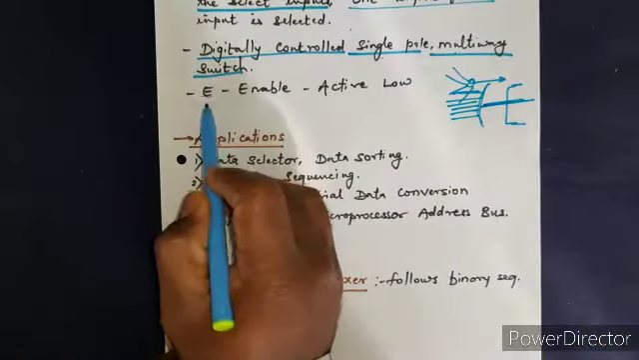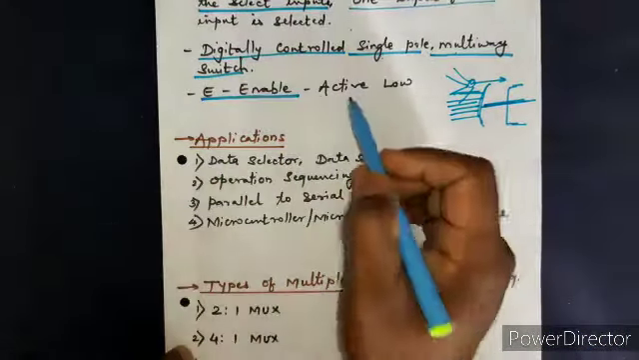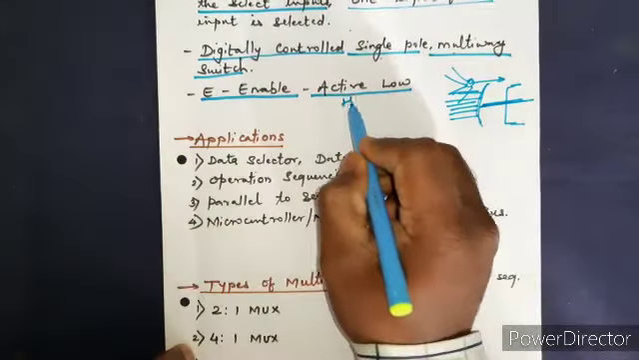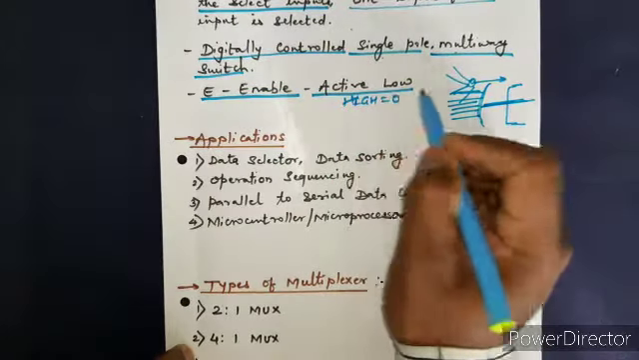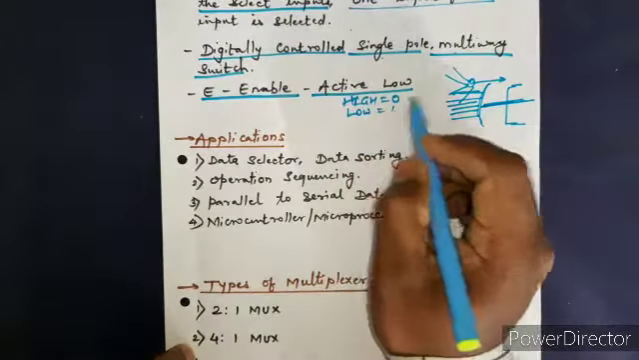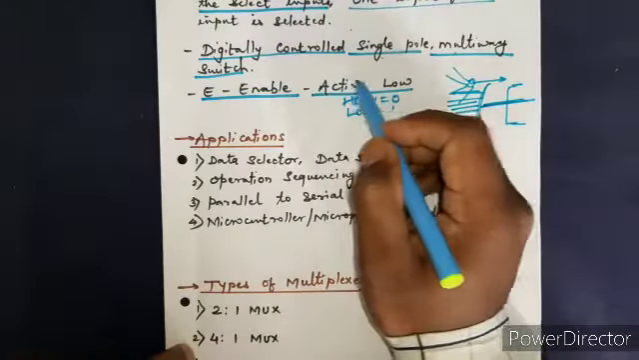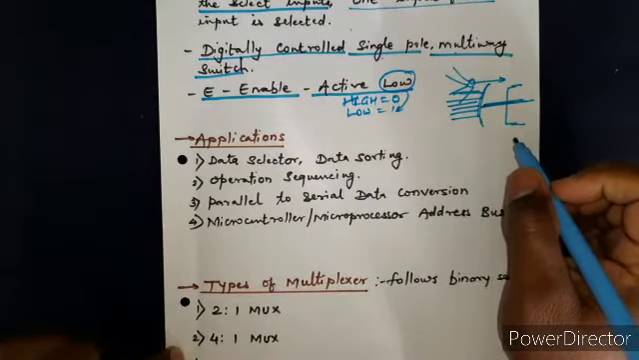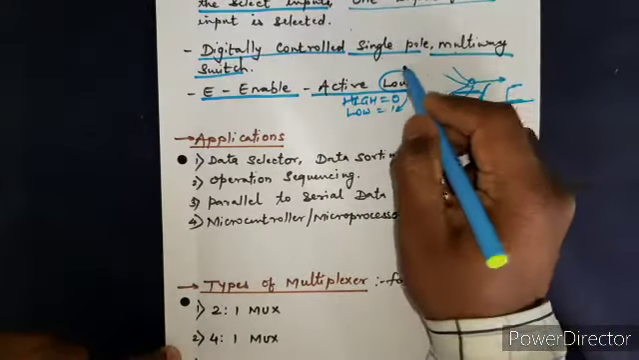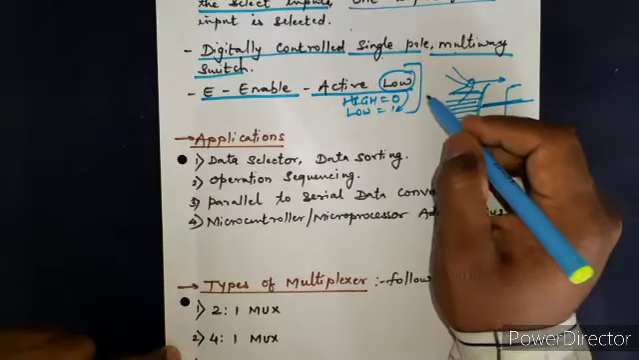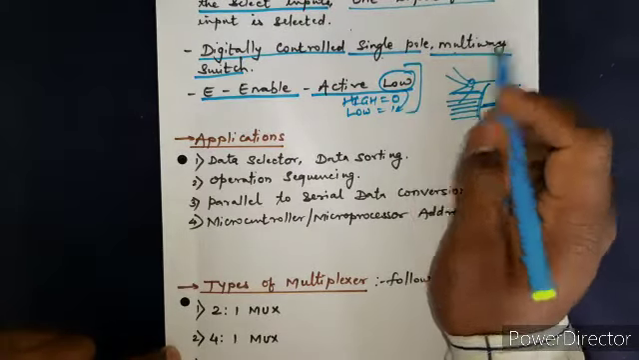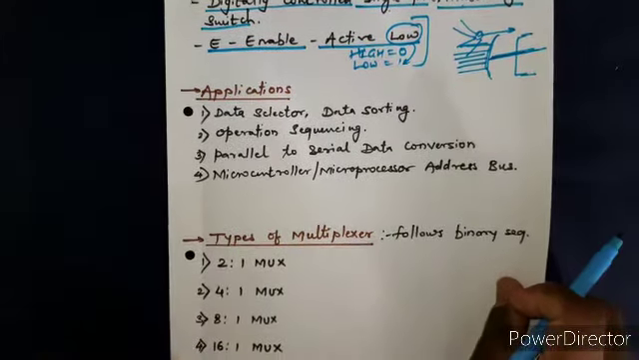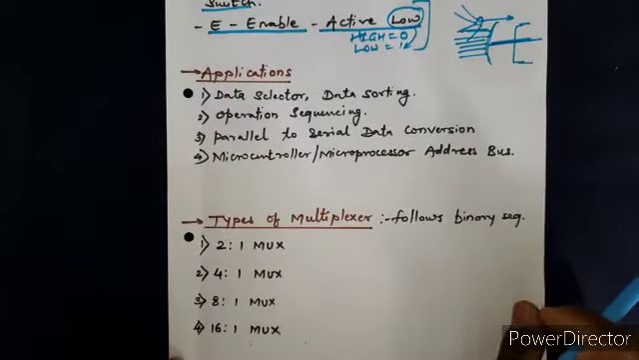So I was talking about this E, which means enable, and it is active low. Okay, it means to make it active you have to provide low, that is 0. So don't get confused here, just understand that it is active low, meaning to make it active we have to provide 0. Let's see some applications of this multiplexer.